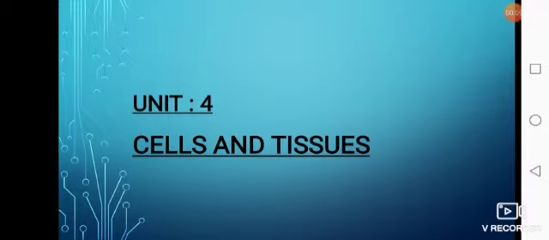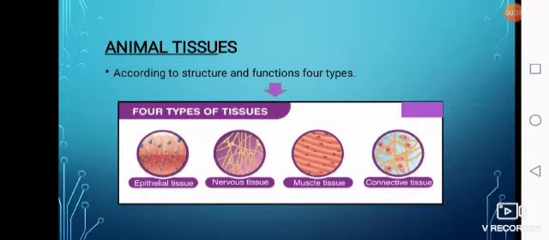Today we will start our topic of chapter 4 of class 9, which is about animal and plant tissues. As we discussed in our previous lecture about the plant tissues, now today in this lecture we will discuss the animal tissues.